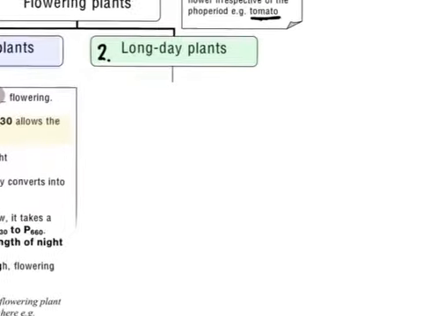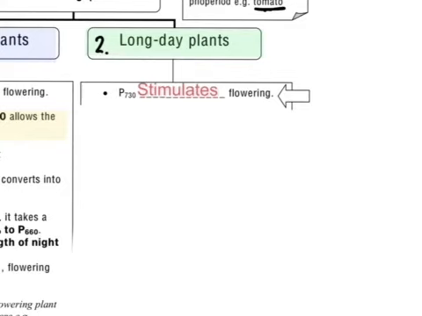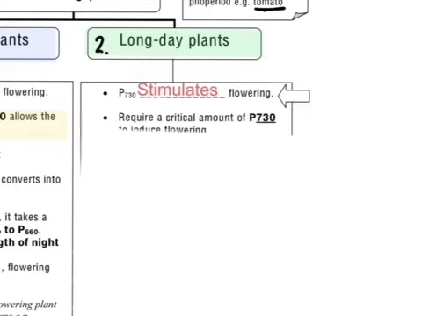So let's look at the long day plants. Now, with long day plants, the story's all about P730. It is stimulatory, it's the active form, it stimulates flowering, so they want lots of P730. They require a critical amount. For example, 10 units of P730: it flowers. If it gets 9, it doesn't flower. If it gets 11, it'll flower exactly the same as it did with 10. There's a critical amount it needs to get to.